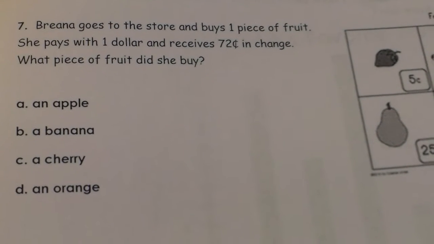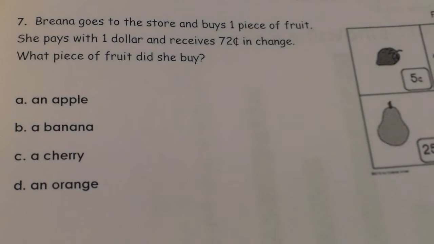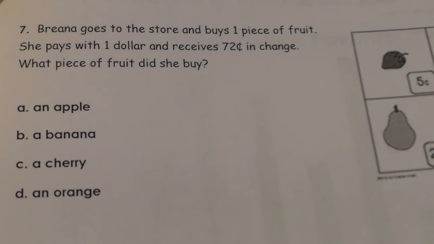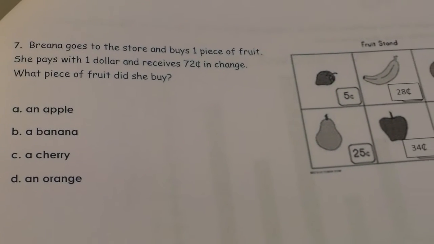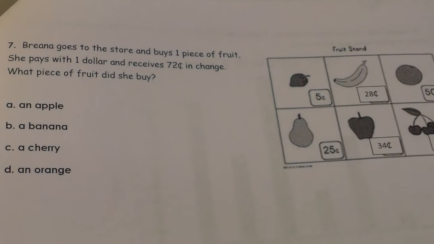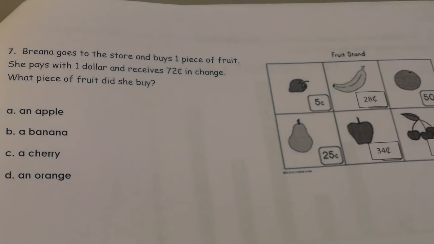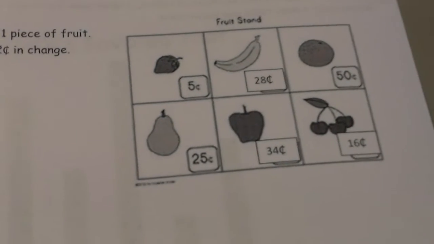Brianna goes to the store and buys one piece of fruit. She pays with $1 and receives 72 cents in change. What piece of fruit did she buy? A, an apple, B, a banana, C, a cherry, or D, an orange?